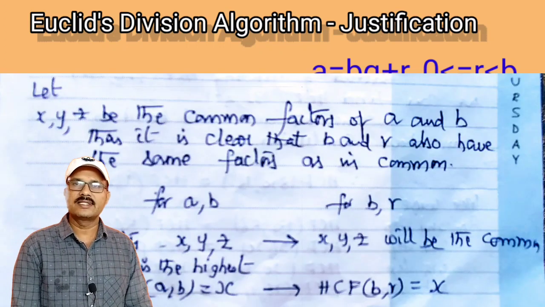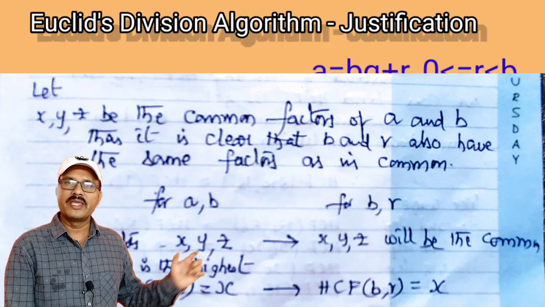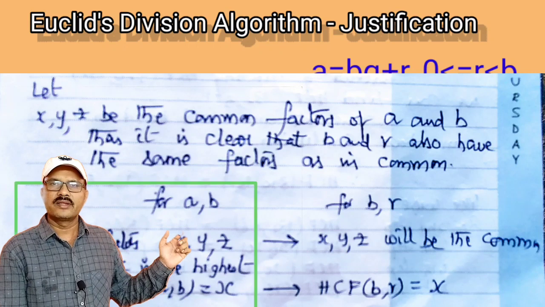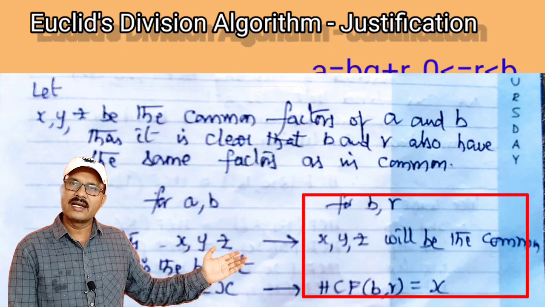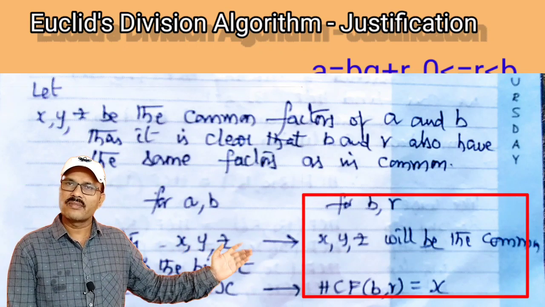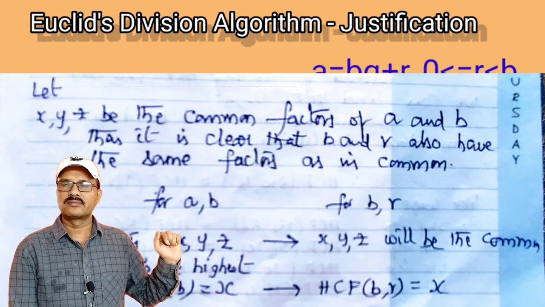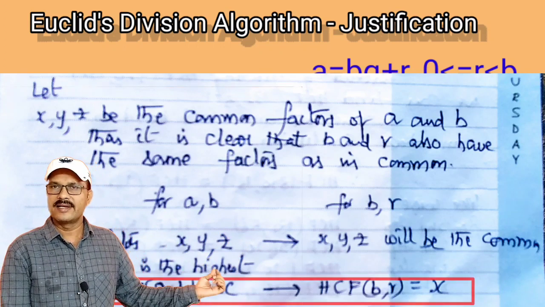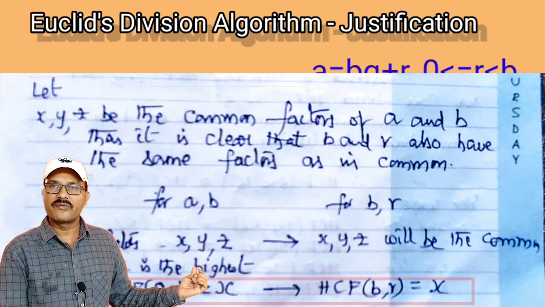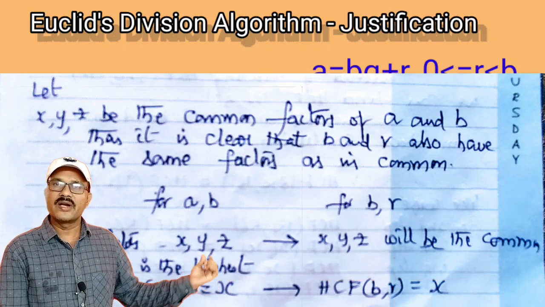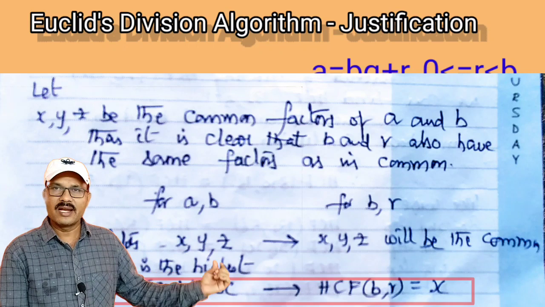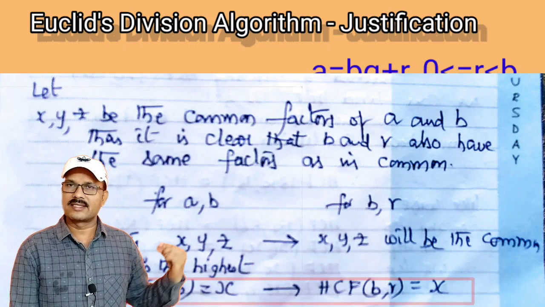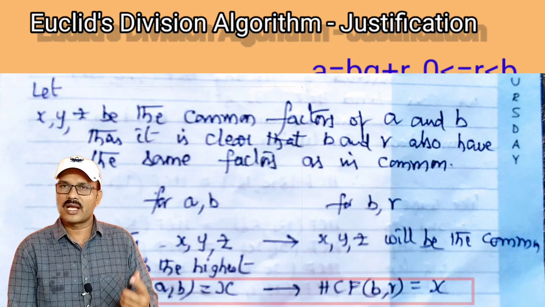Let us suppose that x, y, z are the common factors of a and b. Therefore, the same x, y, z must also be factors of b and r. If x is the highest among these x, y, z, then the HCF of a and b is equal to x. Similarly, the HCF of b and r is also the same x. Now we can come to a conclusion.